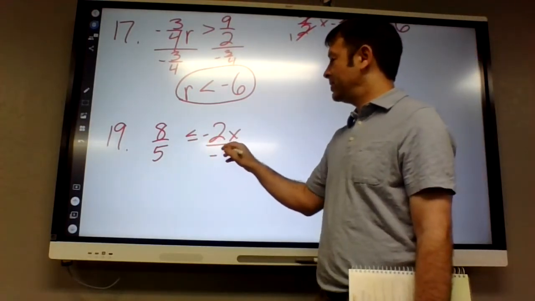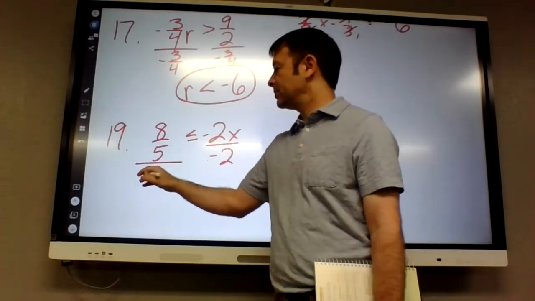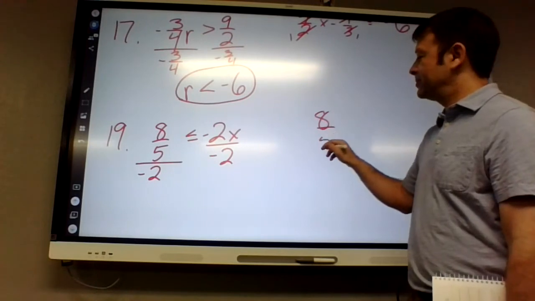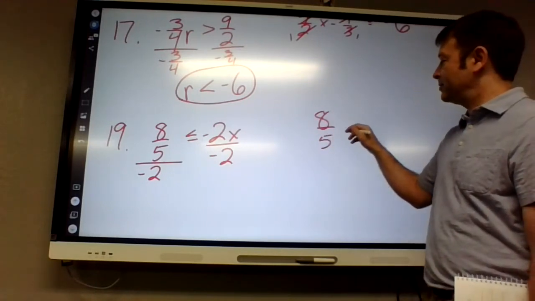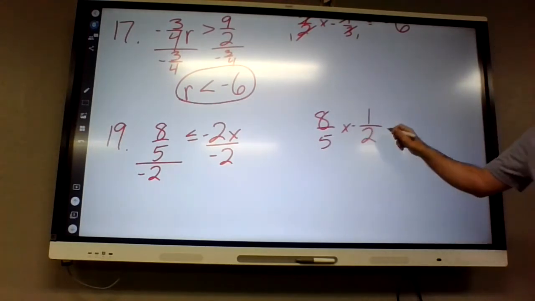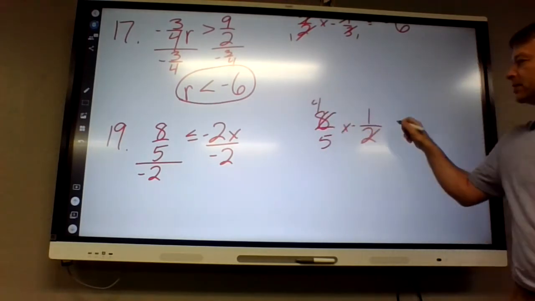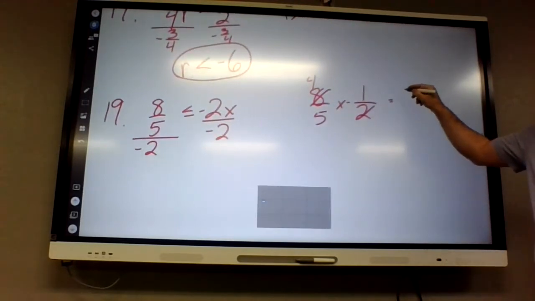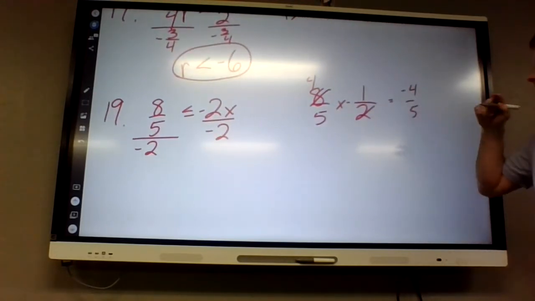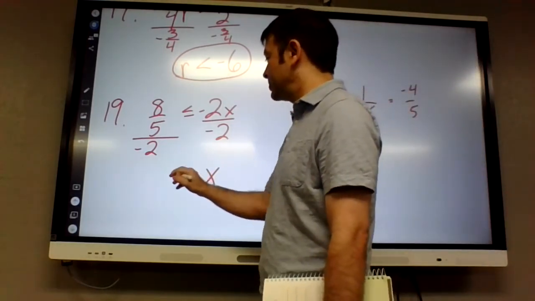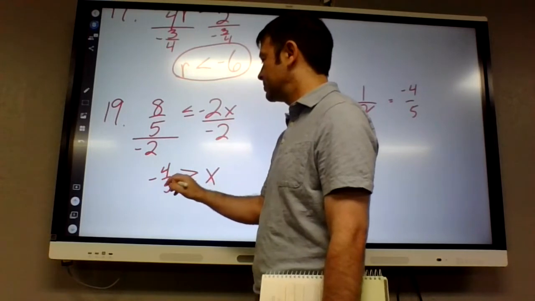Is the inequality going to flip? Yes. Another way, if I was doing this by hand, dividing by -2 is like multiplying by -1/2. So this would be -4/5. Anyway, x is over here, the inequality switches, and it is -4/5.